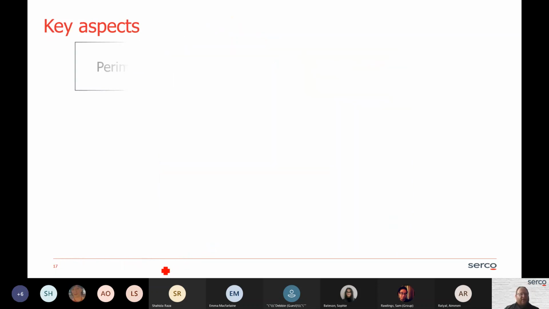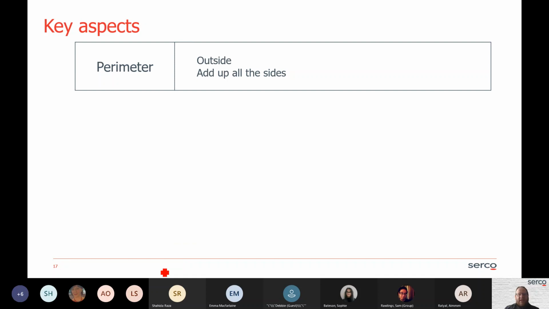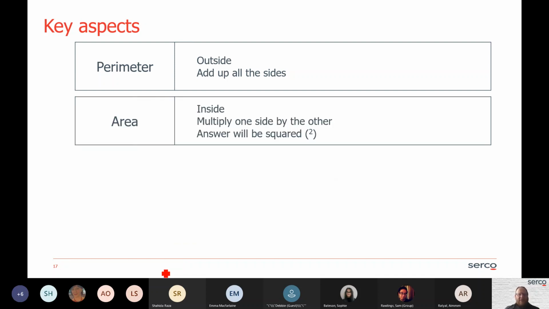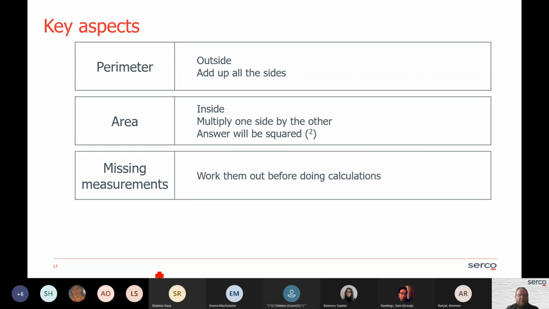So the key things to take away from this session: perimeter is the outside, and to work that out, we add up all the sides. The area is the inside shape, and the way to do that is multiply one side by the other, and our area will always be squared. Meters, kilometers, inches, feet, whatever it might be, will always be squared, which is shown with a little 2. If we've got missing measurements, the best thing to do is work them out before doing the calculations.